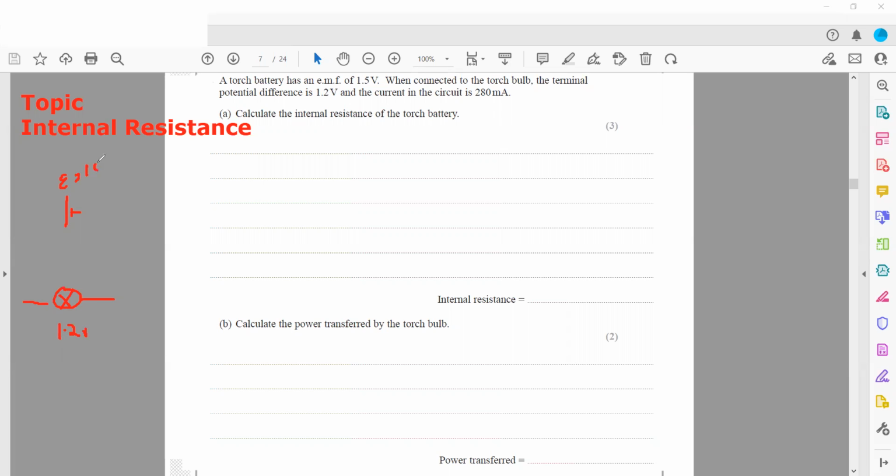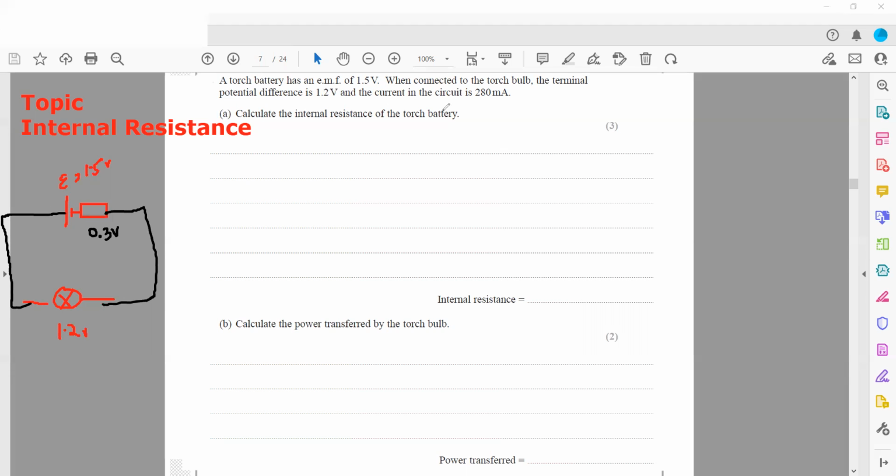The total EMF is equal to 1.5. So what happened to the remaining voltage? That remaining voltage is actually dropped across the internal resistance. So if the total is 1.5, out of 1.5, 1.2 is across the bulb. So the remaining 0.3 volts will be across the internal resistance.